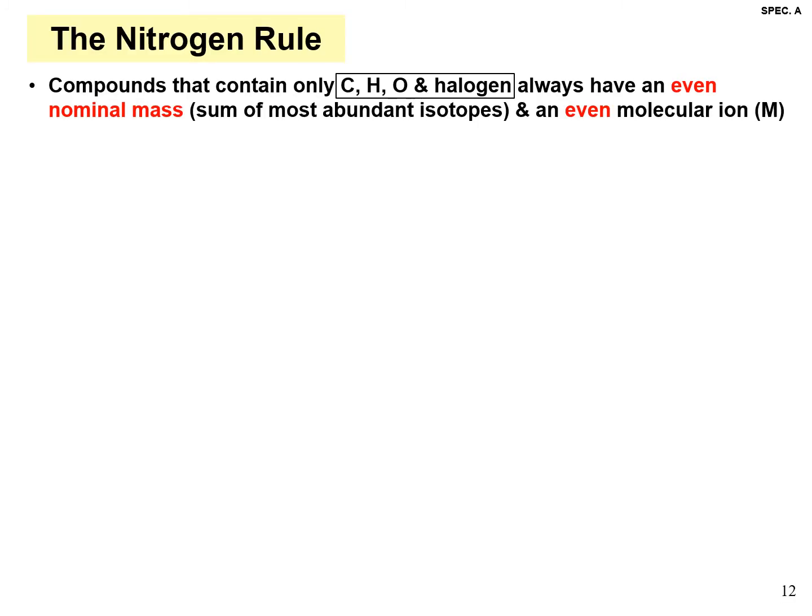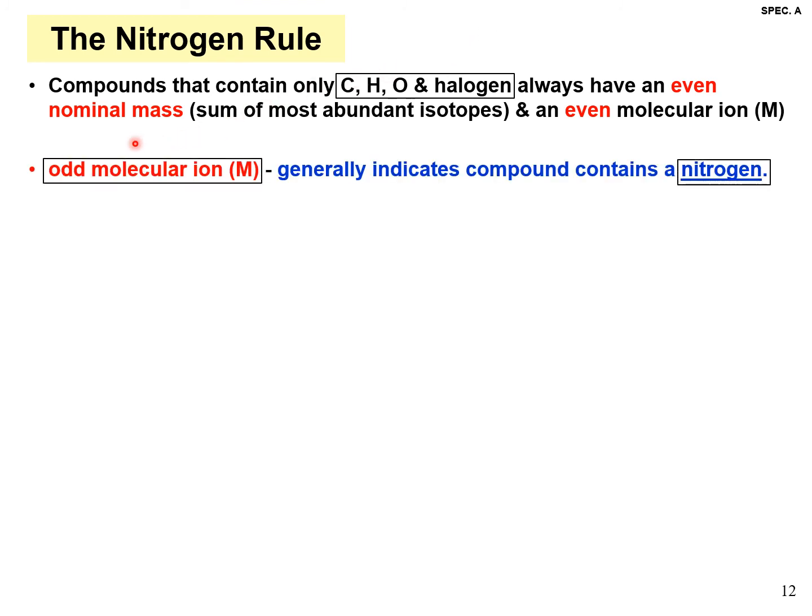Compounds that contain only carbon, hydrogen, oxygen, and halogen will always have an even nominal mass, which is the sum of the most abundant isotopes. So when you're adding up all of the masses, you use the most abundant isotope of the halogen, and therefore these molecules will always have an even molecular ion.